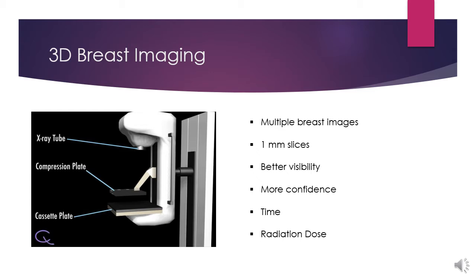This is an image of 3D breast equipment. On the top, we have the X-ray tube, then we have the compression plate, and then we have the cassette plate, which also includes the grid. The 3D breast imaging is the most up-to-date technology that we have for mammograms. It's really great because it takes several slices of each breast in 1 millimeter slices. It gives the radiologist better visibility in which to diagnose any abnormalities in the breast. So it also gives the radiologist more confidence in his diagnosis.